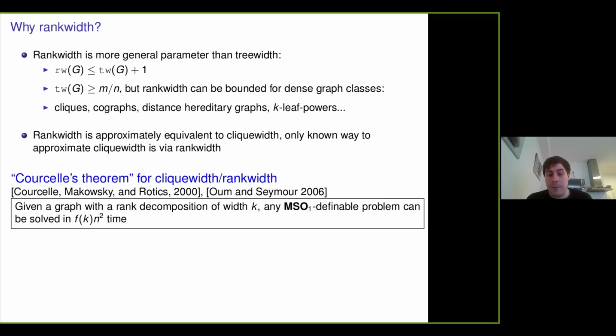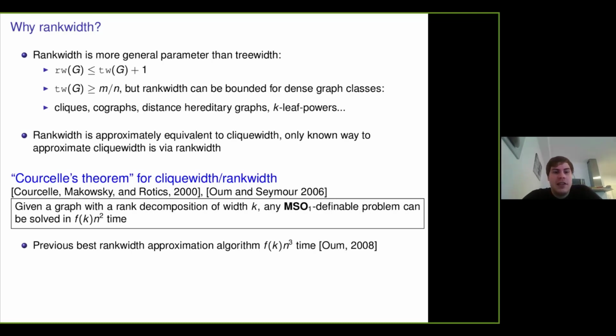This theorem says that, given a graph with a rank decomposition of width k, any MSO1-definable problem can be solved in quadratic time for fixed k, so f of k times n squared time. This includes quite a lot of classical NP-hard problems like maximum independent set, maximum clique, dominating set, and k-coloring for fixed k, and also optimization variants.